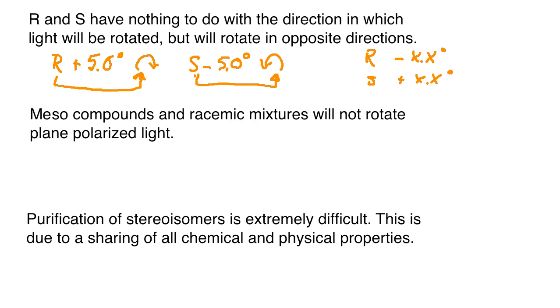All right, now meso compounds, because we were just discussing those, and racemic mixtures. So this term, racemic mixture, is going to be if you have a mixture that is 50-50, so 50% one enantiomer and 50% the other. So in other words, 50% R and 50% S. Both of these, meso compounds and racemic mixtures, will not rotate plane polarized light.